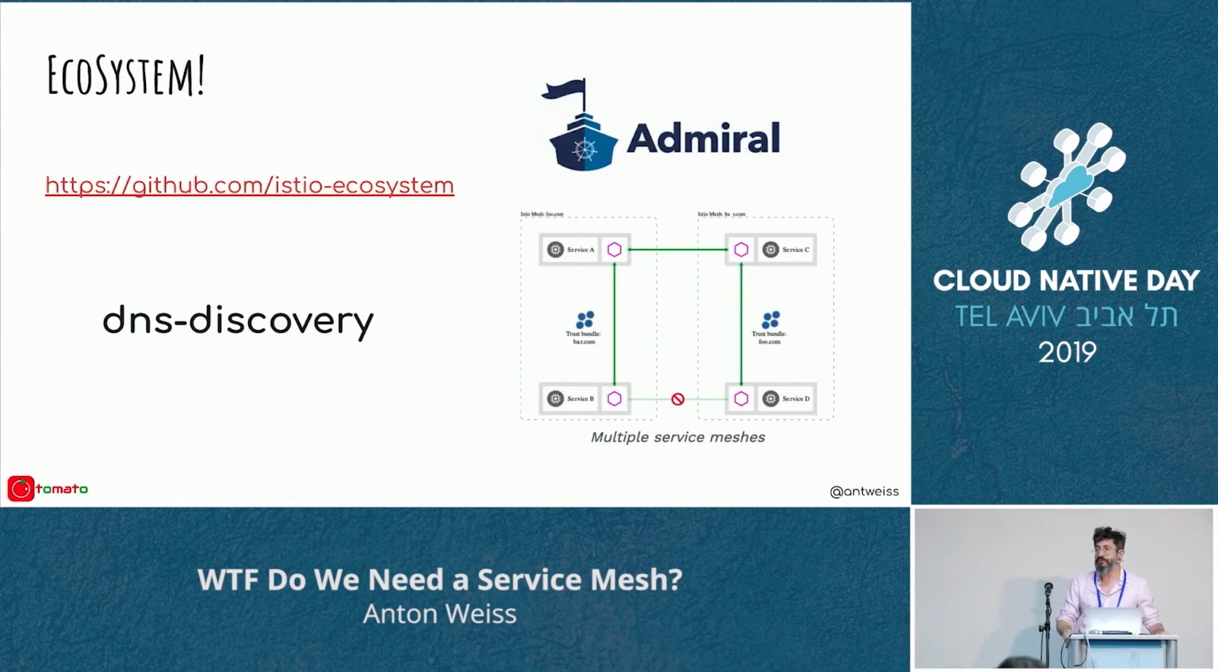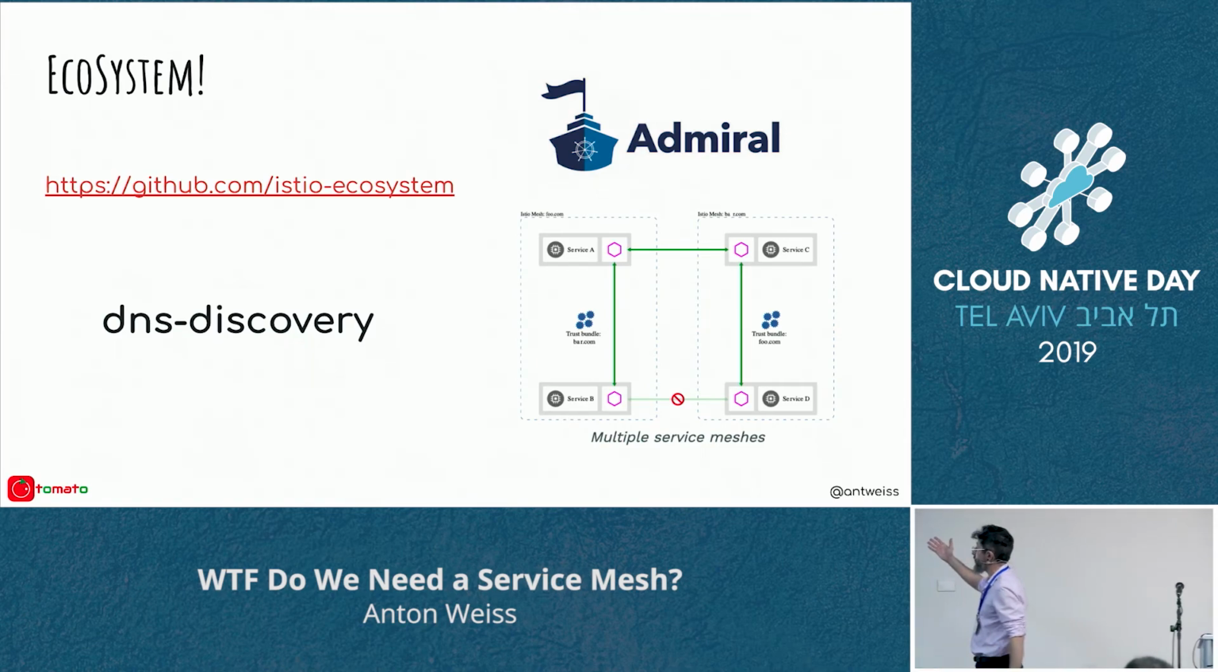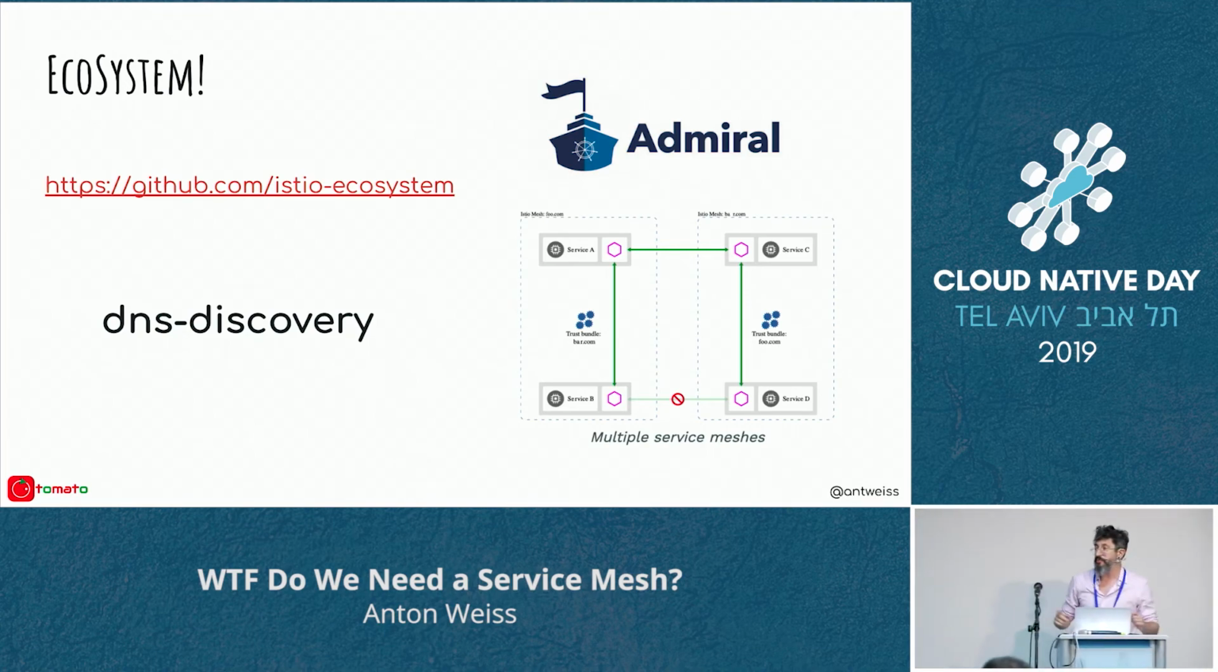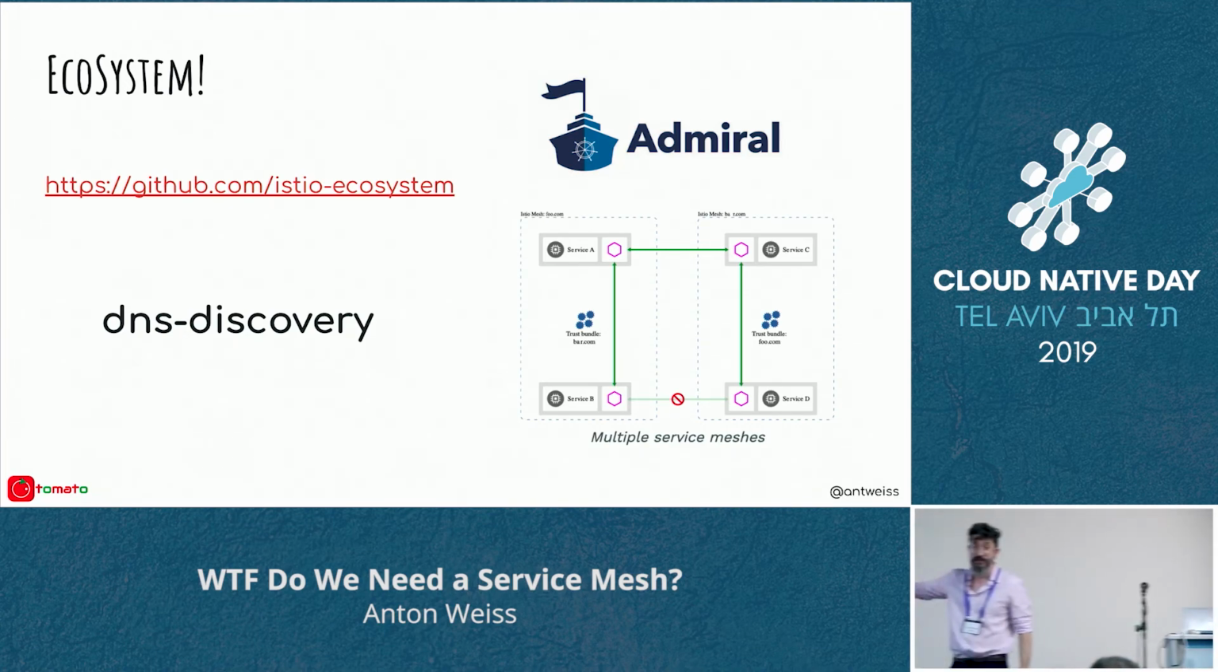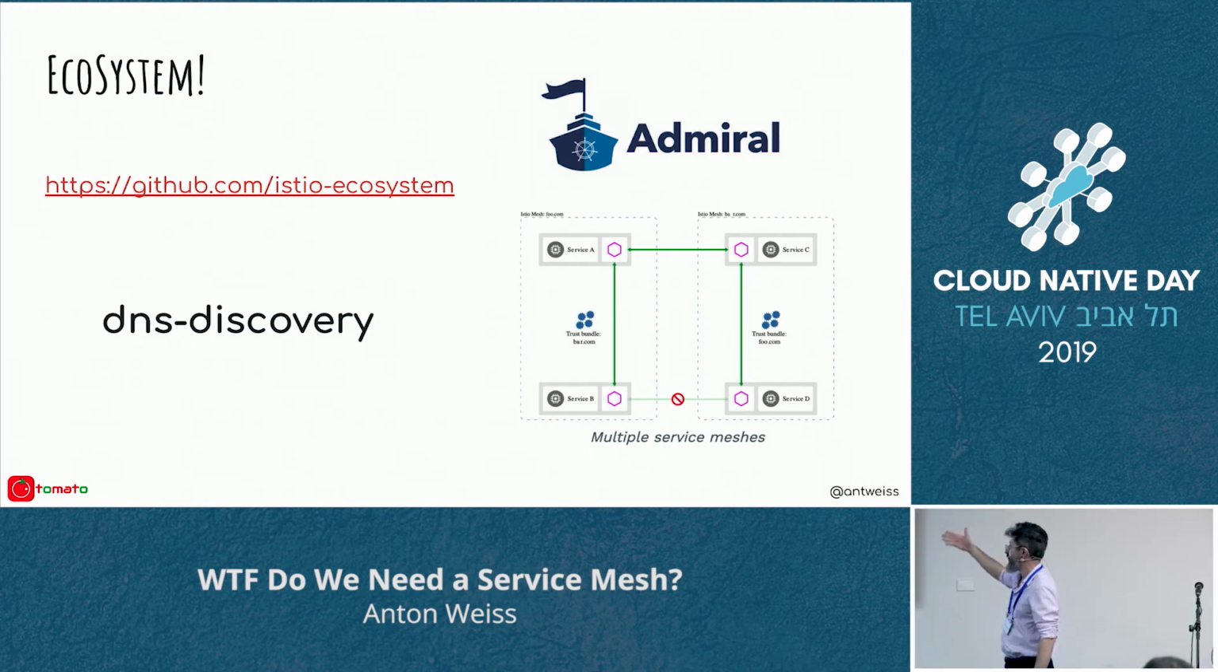Istio, being the most popular and most notorious service mesh on the market today, has its own ecosystem. On this GitHub organization called Istio Ecosystem, two projects to note here are Admiral, which is a multi-cluster solution for Istio service meshes, and a project called DNS Discovery that comes from folks at Tufin here in Israel, which provides a very nice example of how you can use service mesh with integration testing.